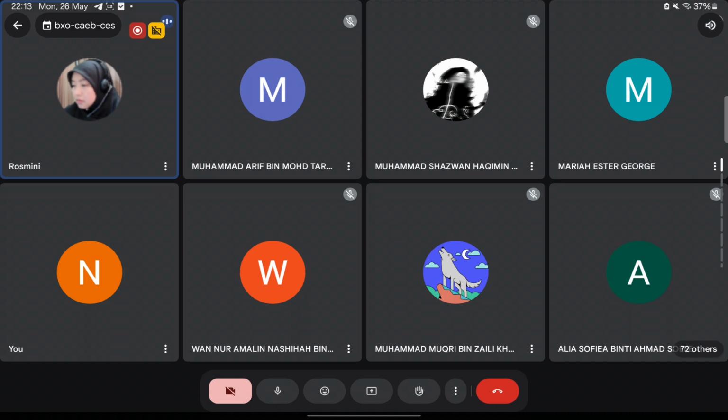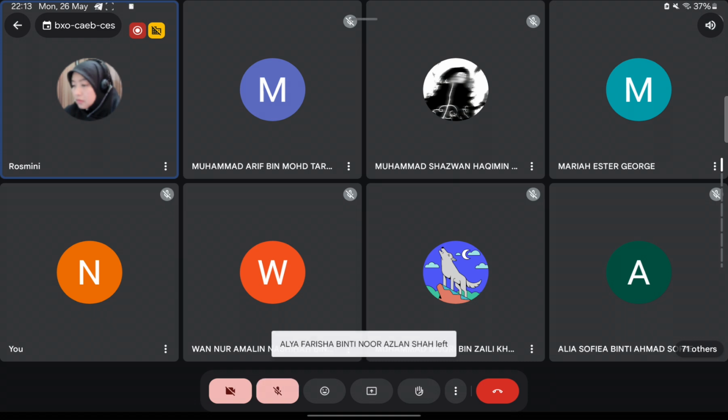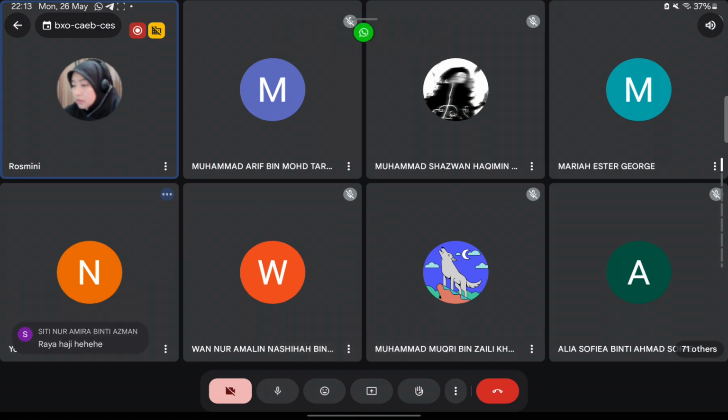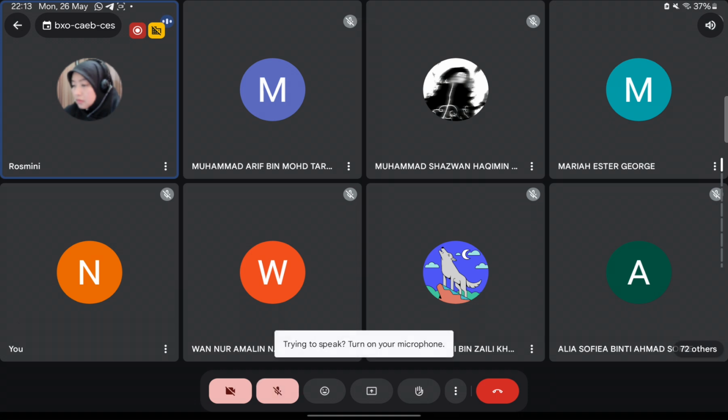Ada apa-apa ke? Tak ada kan? Anything? Tak ada apa cerita lagi kan? Tak ada cuti-cuti ke apa? Isnin yang cuti kan? Oh, iya ke? Raya Haji. Oh my god. Bila Raya Haji? Oh, teruklah. Apa nama?